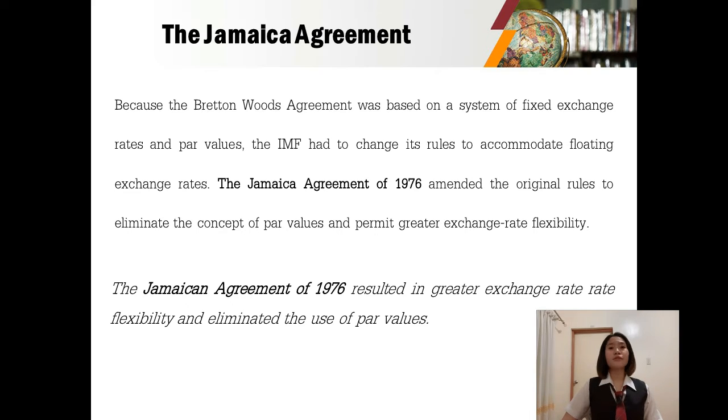Because the Bretton Woods Agreement was based on a system of fixed exchange rates and par values, the IMF had to change its rules to accommodate floating exchange rates.